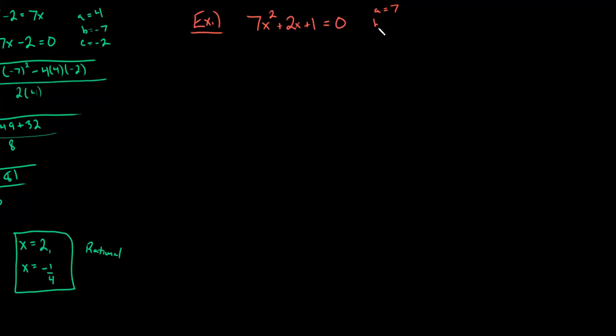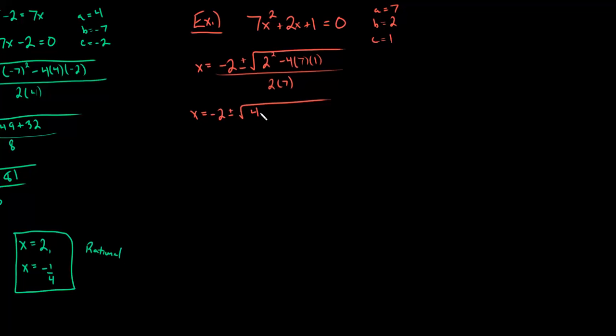And in this case, a is 7, b is 2, and c is 1. So when I plug this in, I'm going to have opposite b, so negative 2 plus or minus the square root of b squared, so 2 squared minus 4ac, so that's 4 times 7 times 1, all over 2a, which is 7. And now we go ahead and we simplify. So we simplify until we really can't anymore, so this would be negative 2 plus or minus the square root of 4. Negative 4 times 7 is negative 28 times 1 is still negative 28, so that becomes 4 minus 28 over 14.